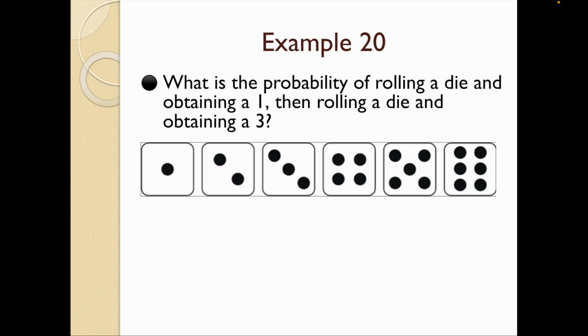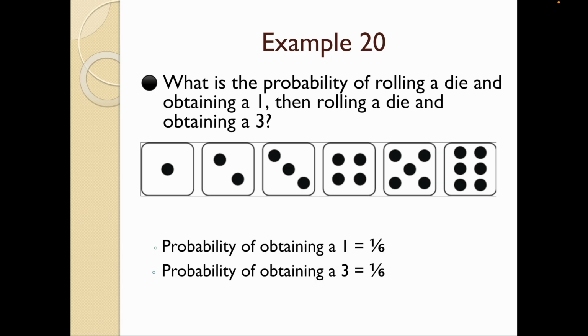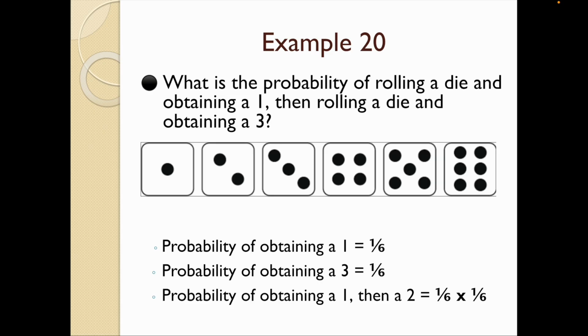Oh no, 1 and 1. 1 out of 6 and 1 out of 6. Yes, good. And what do we do with those? Multiply them since they're independent. Nice. And you get 1 out of 36. 1 out of 36. Excellent.